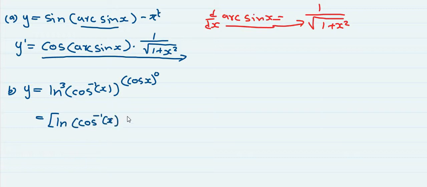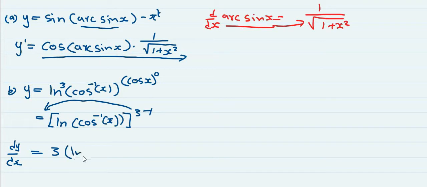cos inverse x, the second function, all to the exponent 3. Then dy over dx, according to the chain rule, we take the 3 and multiply by it: the ln of the second function of cos x all to the exponent 3 minus 1, which is 2, multiplied by the derivative of the function inside.